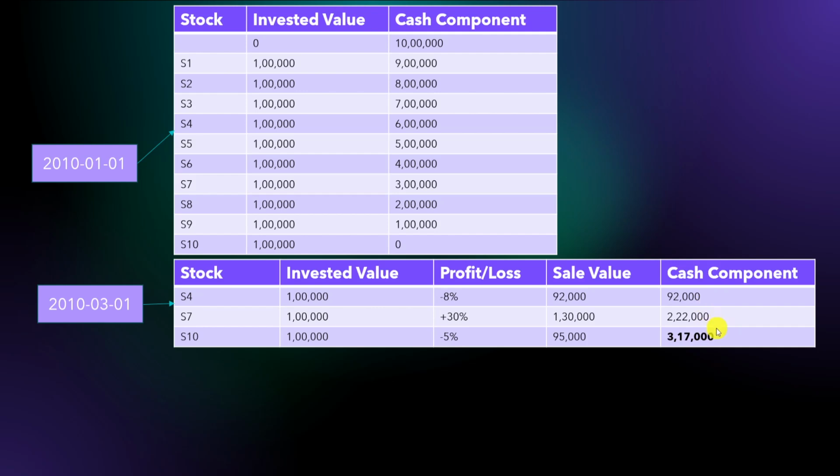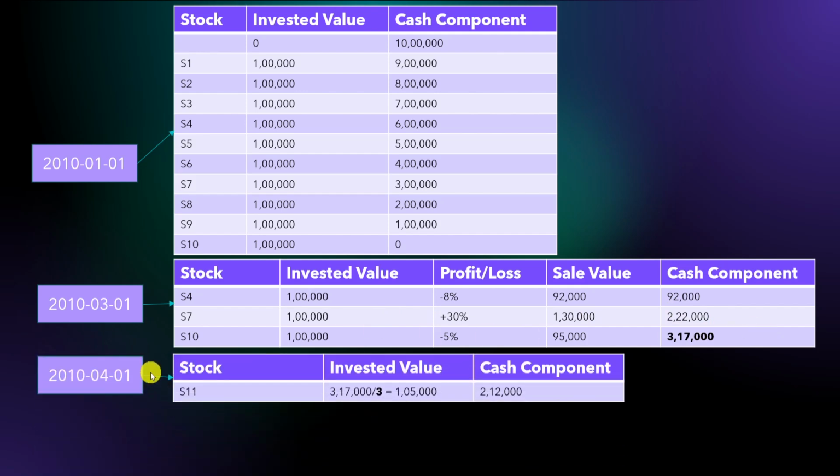So now we have the cash component of 3,17,000, and the number of stocks in our portfolio has become 7. Initially we had 10, and we exited 3 stocks. Now the portfolio has 7 stocks with the cash component of 3,17,000. Here we don't need to worry about the portfolio value of the stocks. We just need to worry about only the cash component.